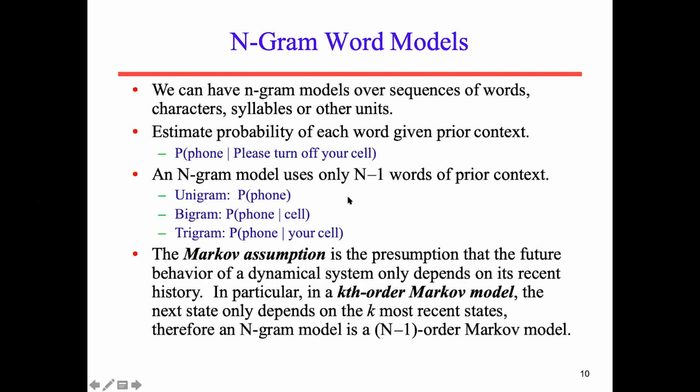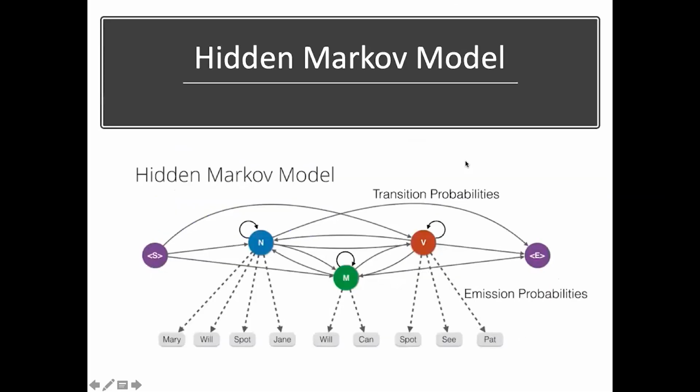Okay, great. So a hidden Markov model is called hidden because these are hidden layers that are not visible to us. What we see is the start and the end of a sentence, and the words between it. And with a Markov model, again, what we're trying to do is predict the probabilities based on the order of the Markov model. For example, if I have a sentence that says Mary will spot Jane, or Mary will spot Pat.